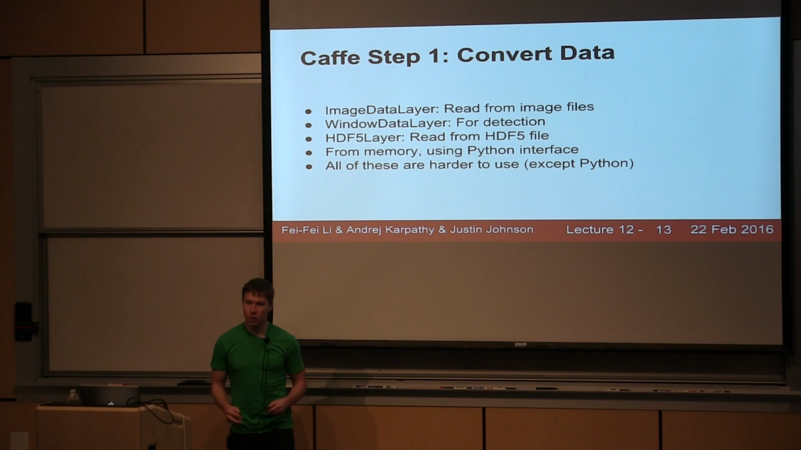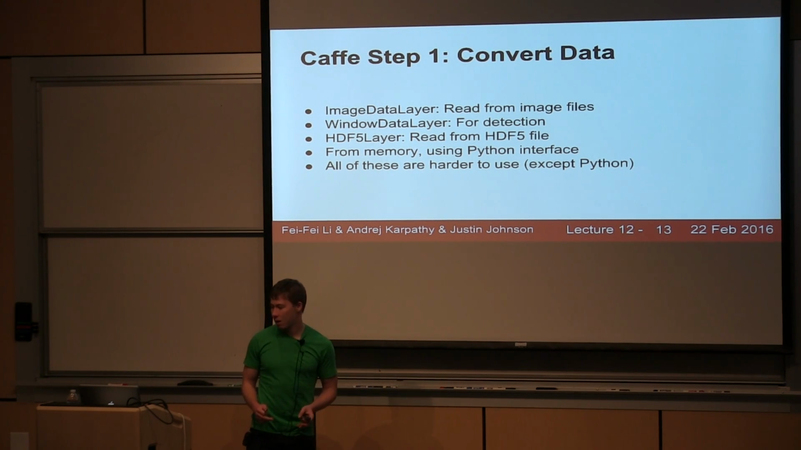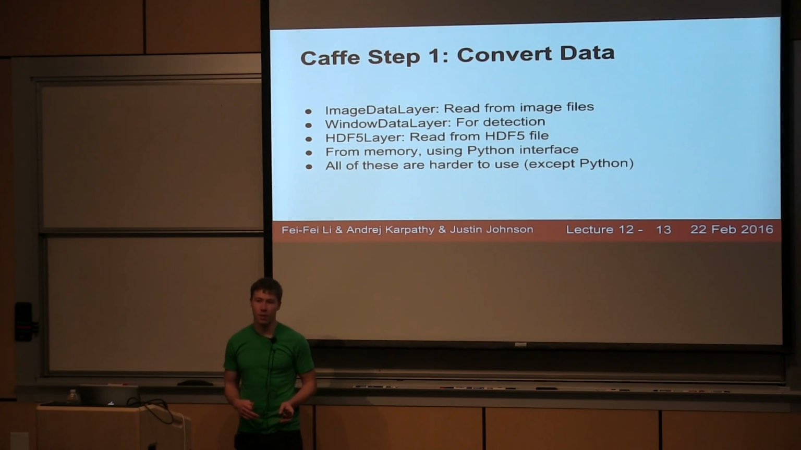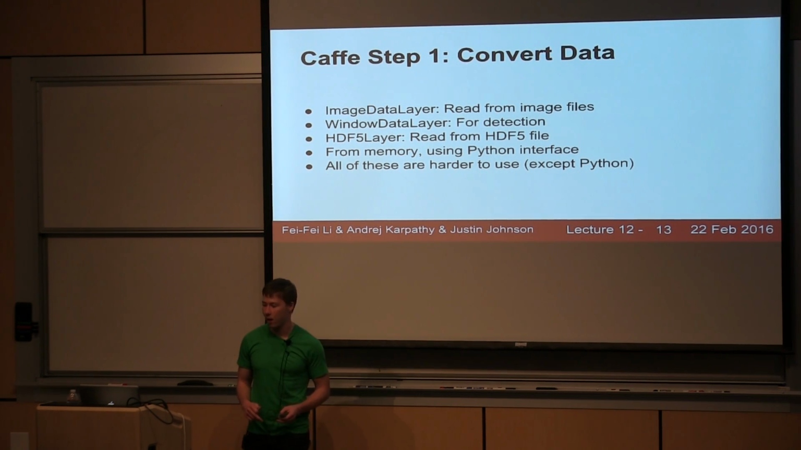So Caffe does actually have a couple other options for reading data in. There's the window data layer for detection. It actually can read from HDF5. And there's an option for reading stuff directly from memory that's especially useful with the Python interface. But at least from my point of view, all of these other methods of reading data into Caffe are a little bit second-class citizens in the Caffe ecosystem. And LMDB is really the easiest thing to work with. So if you can, you should probably try to convert your data into LMDB format with Caffe.